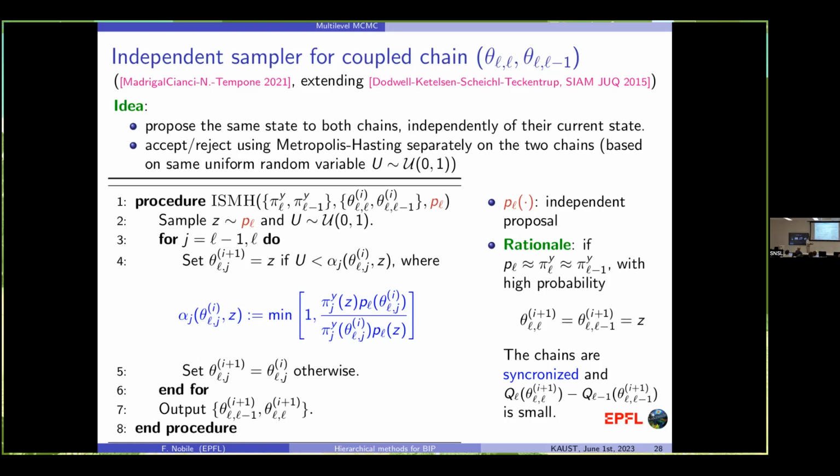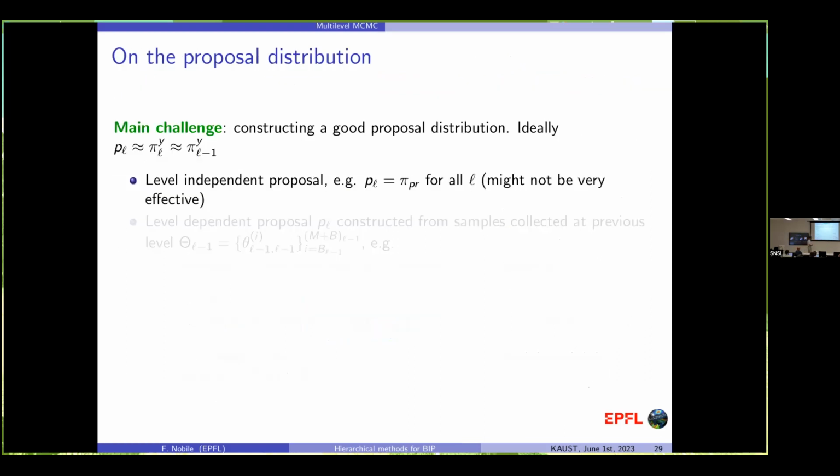If one of the two chains rejects, or both chains reject, then the chains are desynchronized. And then this difference can be arbitrarily large, because you are evaluating the two quantities on spaces that do not have anything to do with each other, but you hope that this happens with very small probability. So at the end, you get something that is more efficient. Okay, that's the core idea of the algorithm.